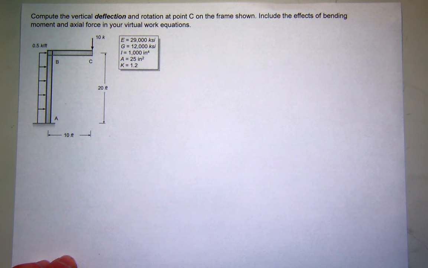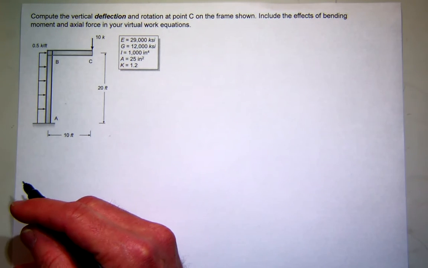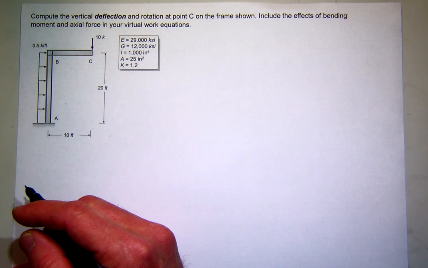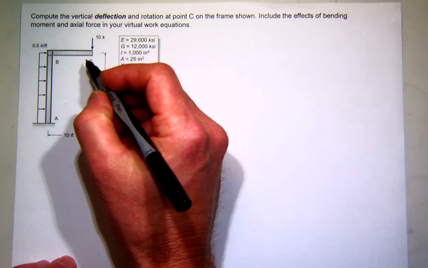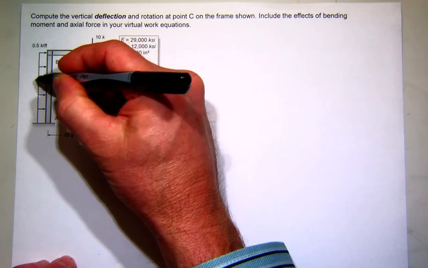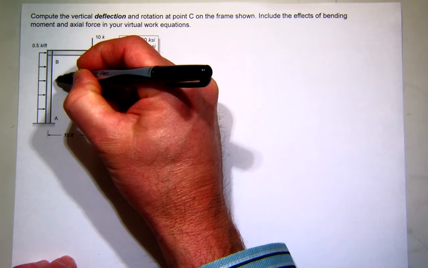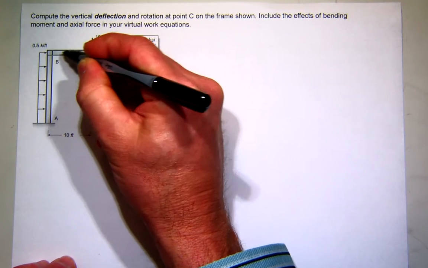Now my question to you is, do I necessarily need the reactions to do this problem? No. I say no. There's other ways to do it. I'm going to think about the moment in AB. When I make my cut here, I'm not going to look at the bottom section. I'm going to look at this top section.